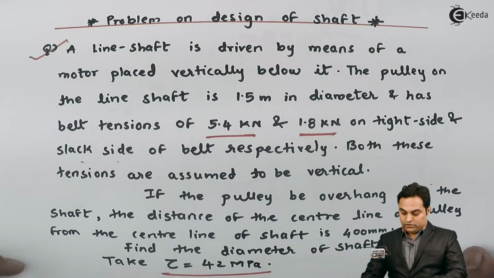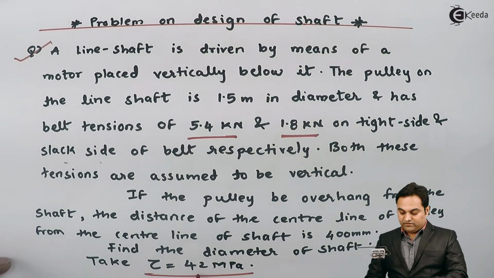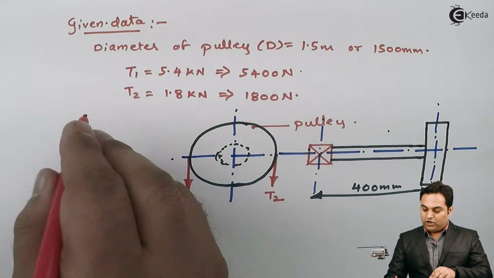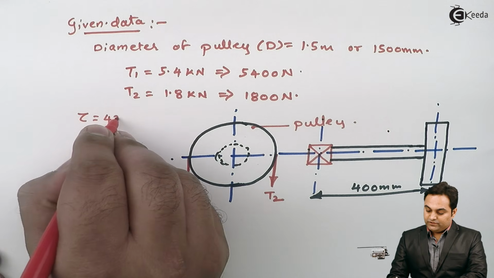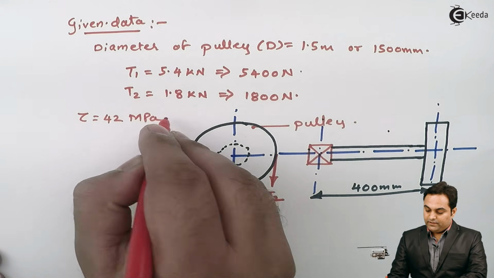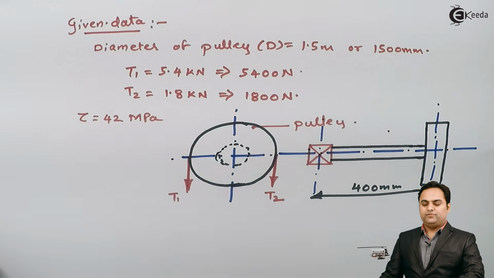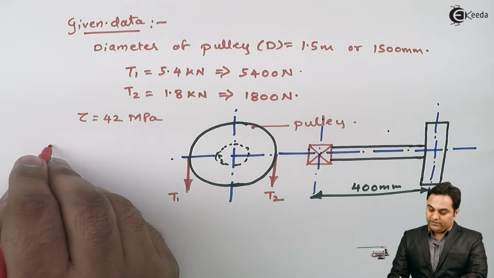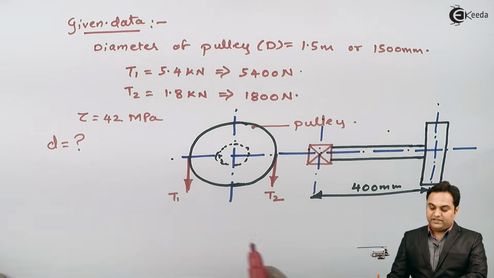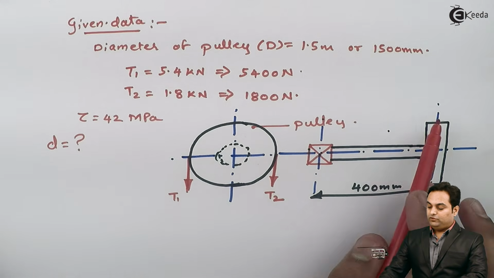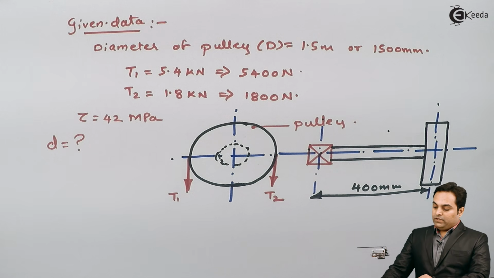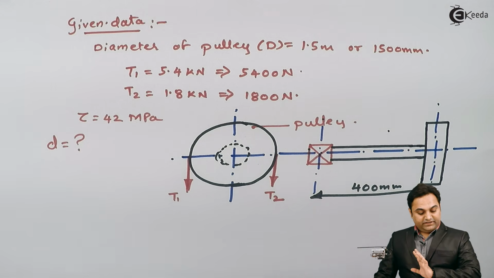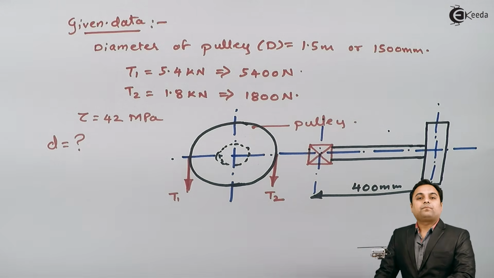Now take tau as 42 megapascal. Tau means shear stress, that is 42 MPa. It means it would be 42 Newton per mm square. And for this case, we have to calculate the diameter of shaft. Here I'll denote diameter of shaft by small d, and capital D would be for the pulley. So this much is the data which is given for this problem.